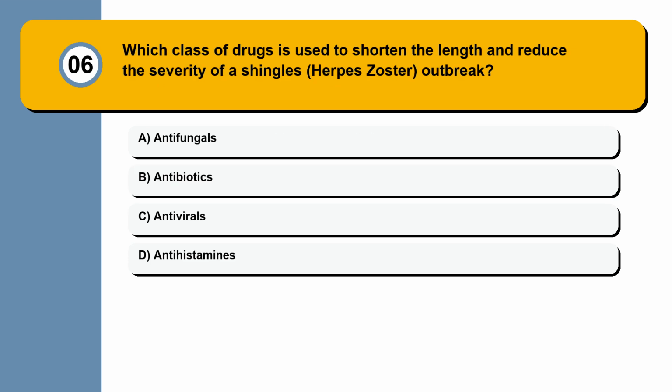Question 6. Which class of drugs is used to shorten the length and reduce the severity of a shingles (herpes zoster) outbreak? Antifungals, antibiotics, antivirals, antihistamines.